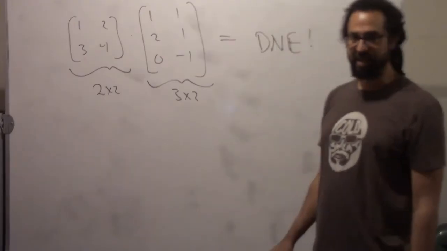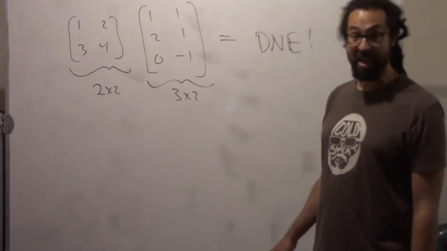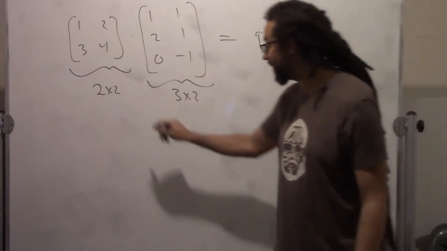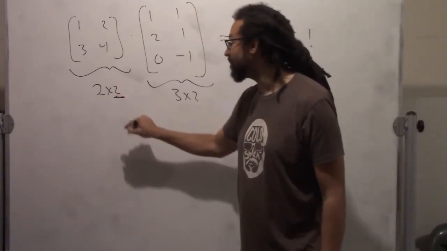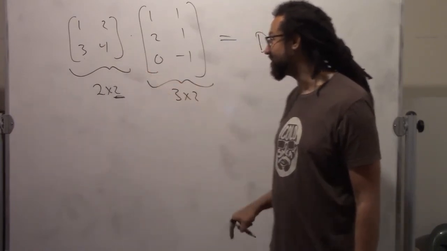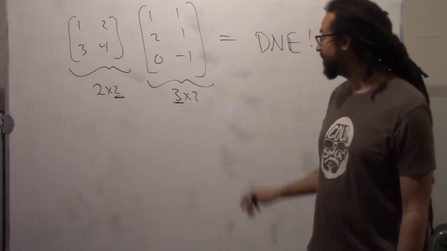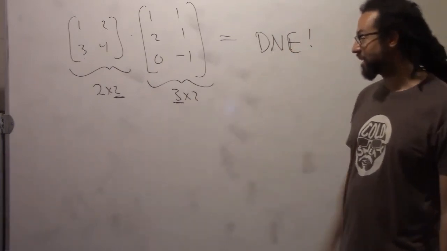All right, probably a good idea to take a look at a non-example, right? So here are two matrices that you are not allowed to multiply together, and the reason is the number of columns of the first thing does not match the number of rows of the second thing. So here the product does not exist.